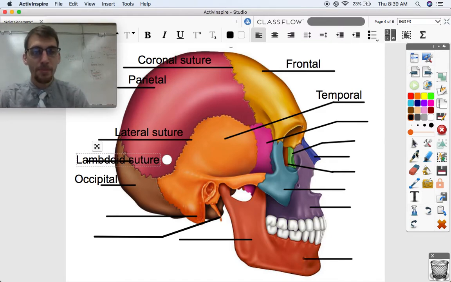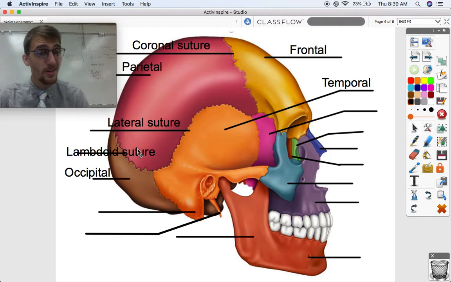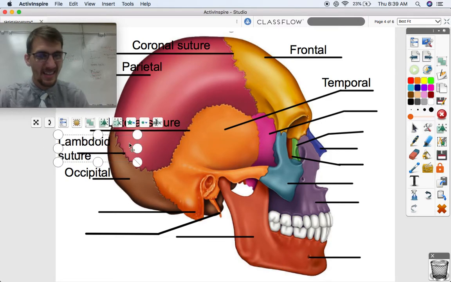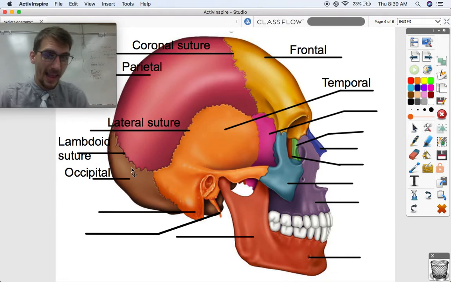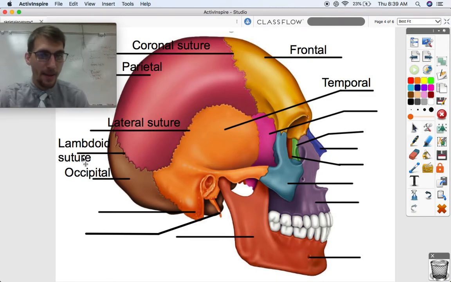What the heck is lambdoid? Well, there's a Greek letter. It's called lambda, and lambda is kind of shaped like an S a little bit, and so is this suture. So a lambda is kind of shaped like this line over here, so that's why we call it the lambdoid suture.